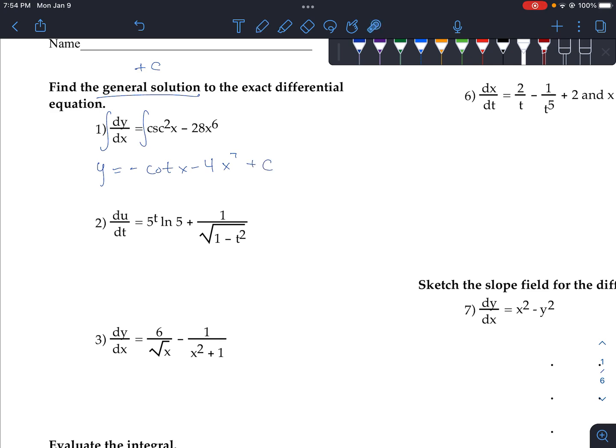Always remember that once you have your solution, if you take the derivative of this, it should be this right here. So if you want to check your work, the derivative should be this right here.